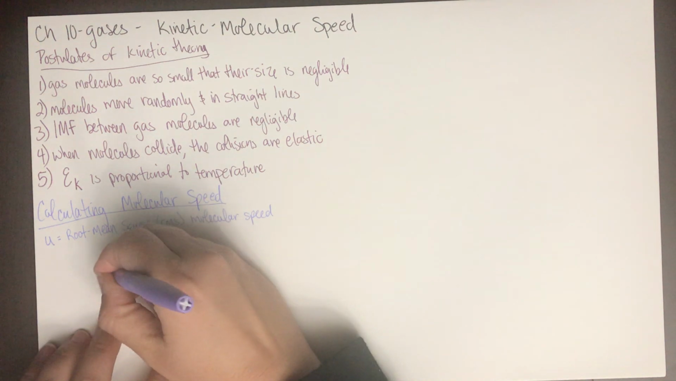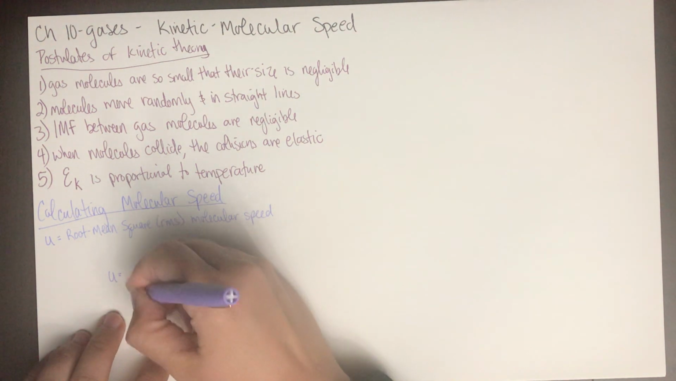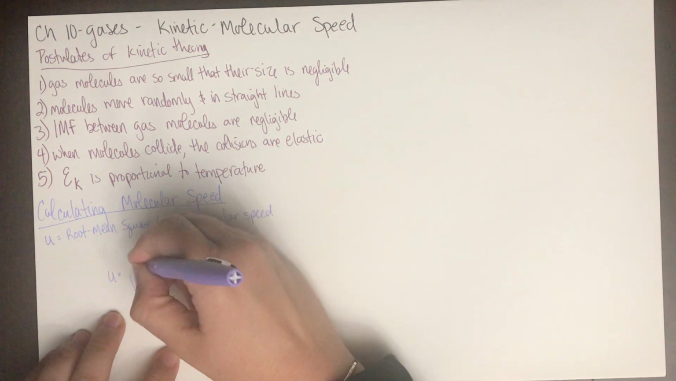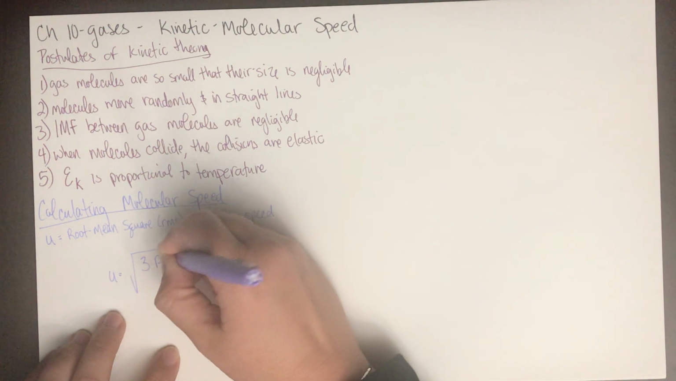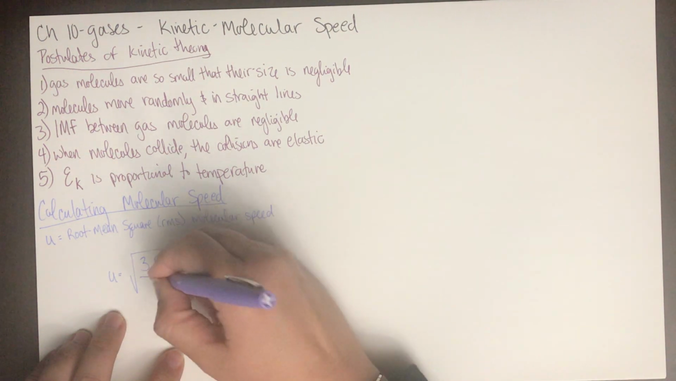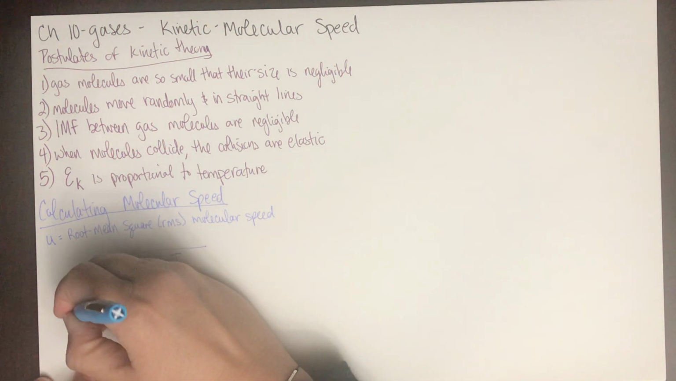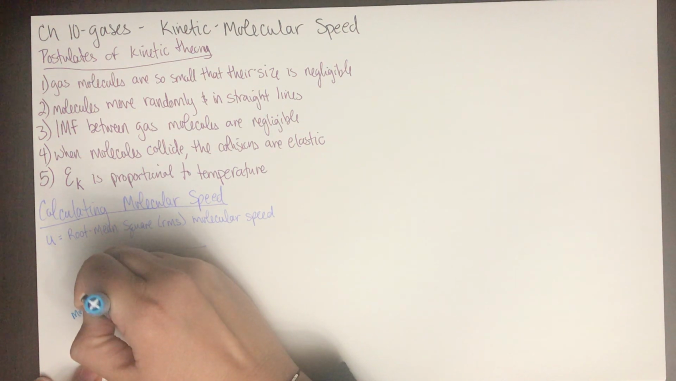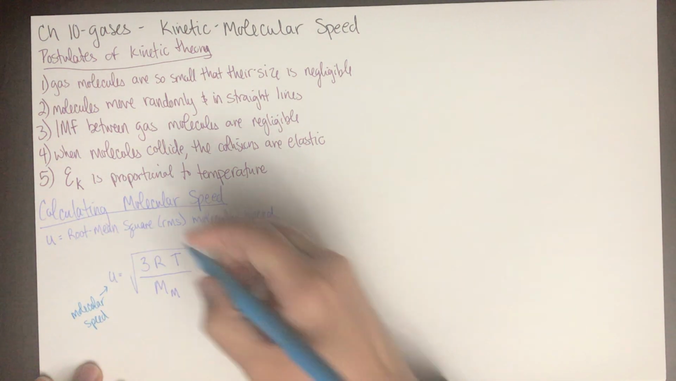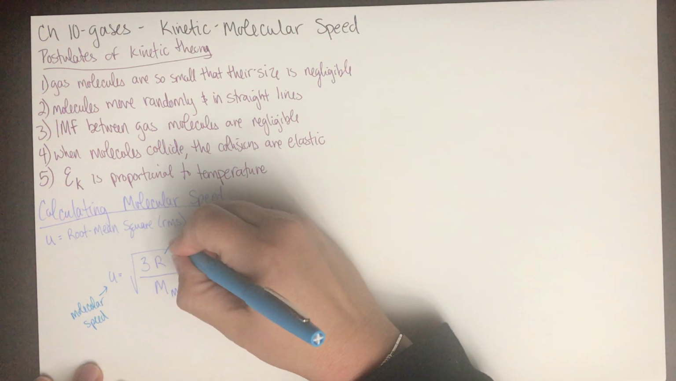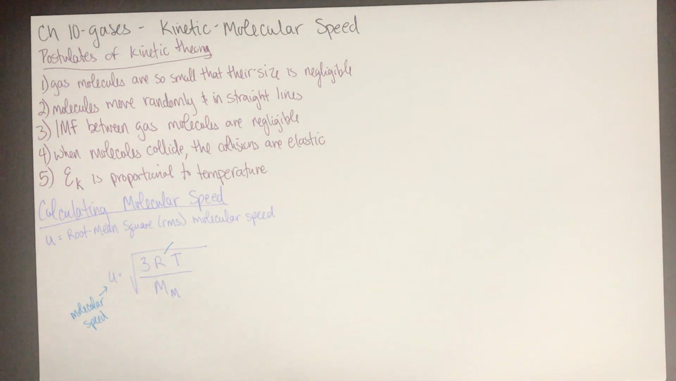So the formula here is U equals the square root of 3RT over the molar mass of the gas. So let's break all of this down for a second. We just said that U is the molecular speed. R is the molar gas constant.